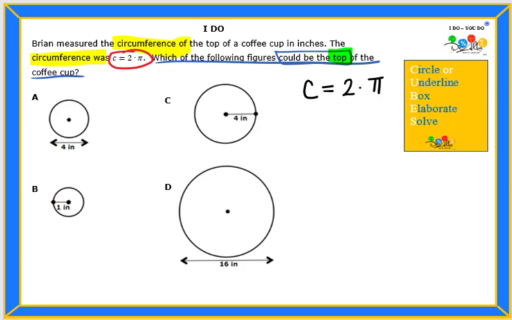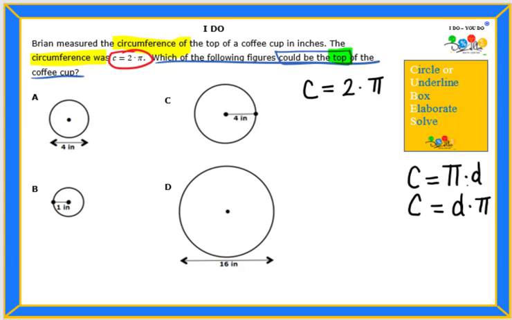So what we know is that we have a formula for circumference that says the circumference is equal to pi times the diameter. So if we use the commutative property of multiplication, we could just switch the order. So we could say that C equals pi d, or pi times the diameter, is the same thing as saying C is equal to the diameter times pi.